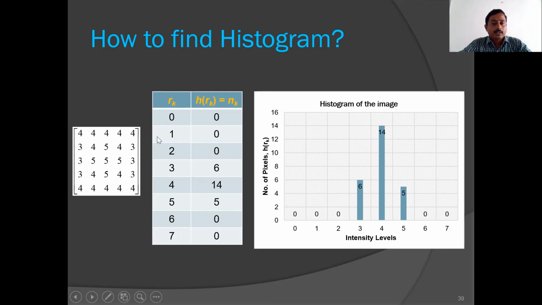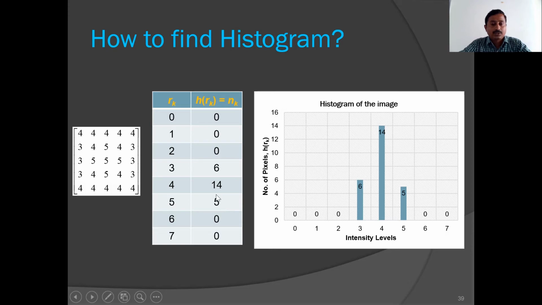Then we find out the number of pixels with intensity value 0. The count of such pixels is 0. Then we will count the number of pixels with intensity value 1. It is again 0. Then for 2 it is also 0. For 3, there are 1, 2, 3, 4, 5, 6 pixels having intensity value 3, so the count is 6. Then for 4 it is 14, for 5 it is 15.